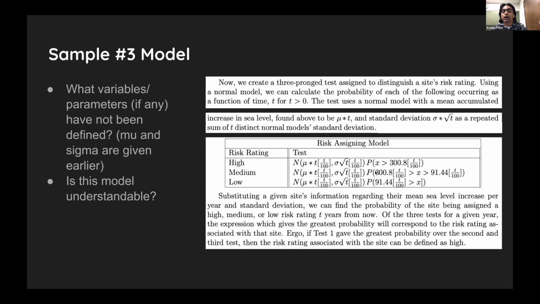And whichever one of these probabilities is highest, that is the risk assessment that they will give to that national park. Each national park will have their own mu and sigma, and the time is obviously the 10 years, the 20 years, or the 50 years.